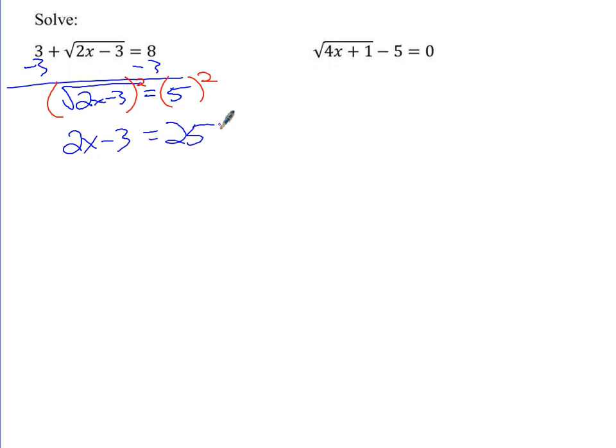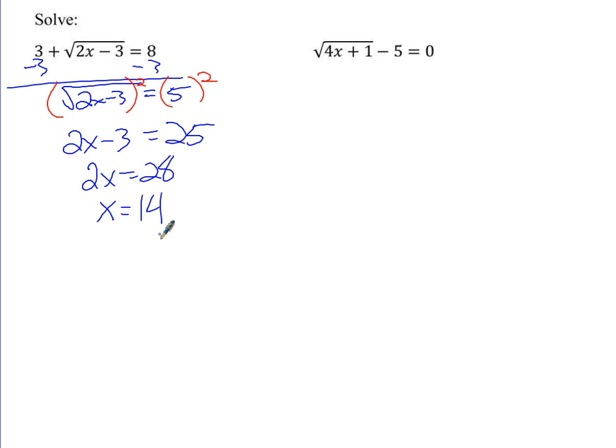And now we're right back into chapter 1 of Algebra 1. Add 3 to both sides, so that gives me 2x equals 28. And now x equals 14.